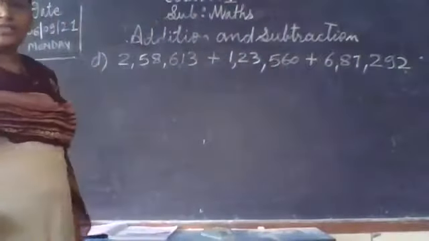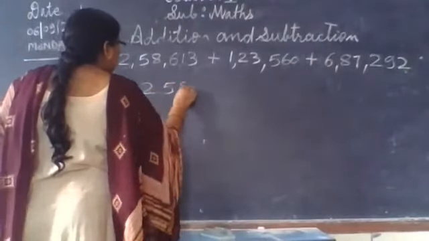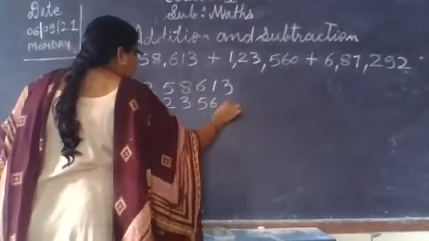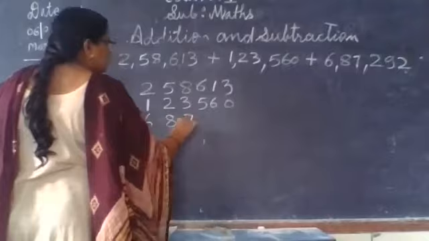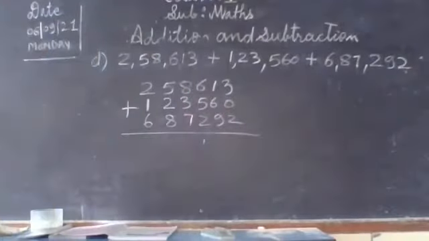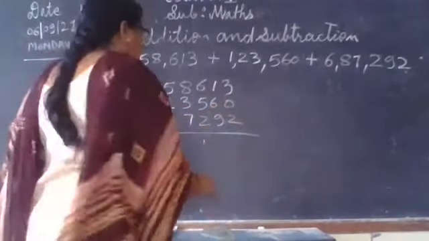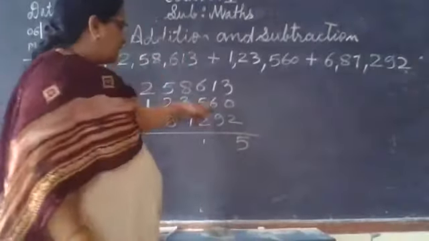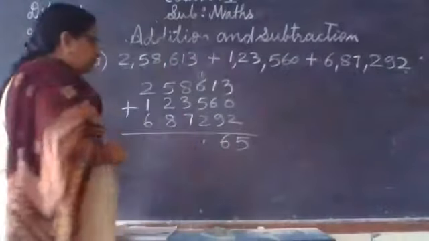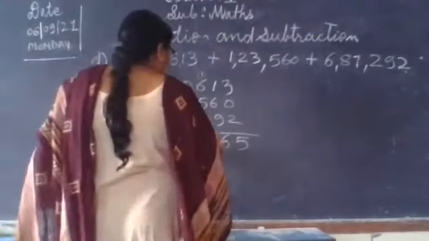So again we will arrange properly vertically. Three plus zero plus two. Five. Nine plus one, 10 plus six, 16. Carry over. One plus six, seven. Seven plus five, 12. 12 plus two, 14.